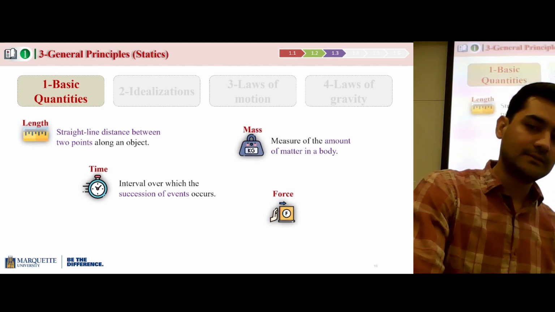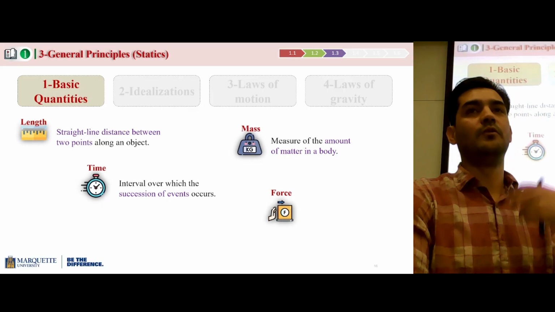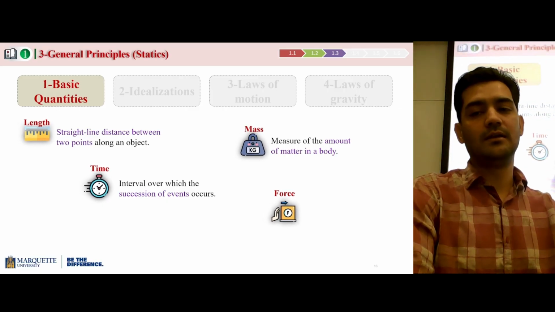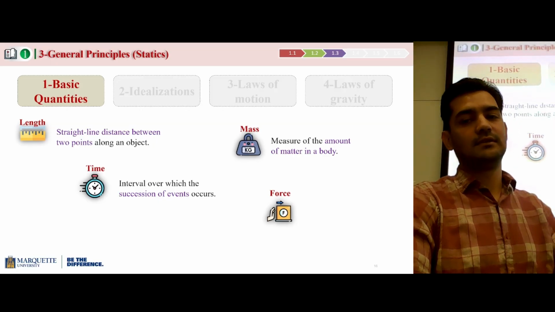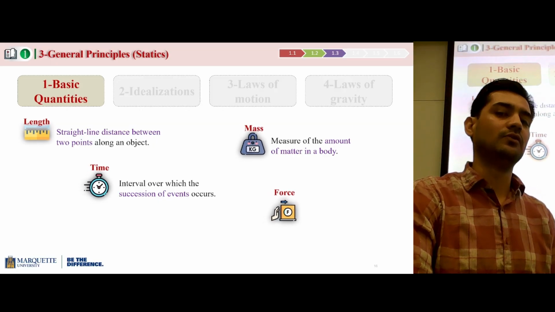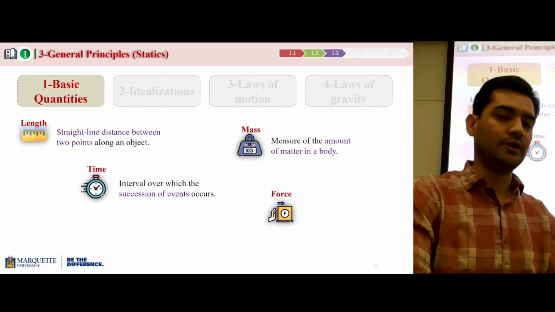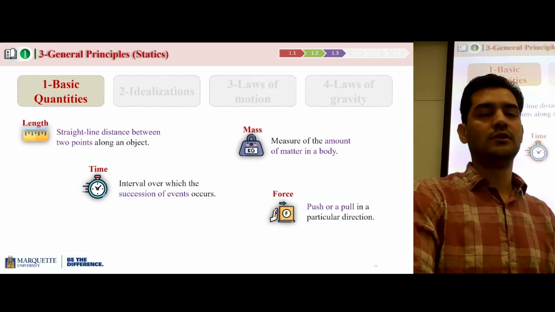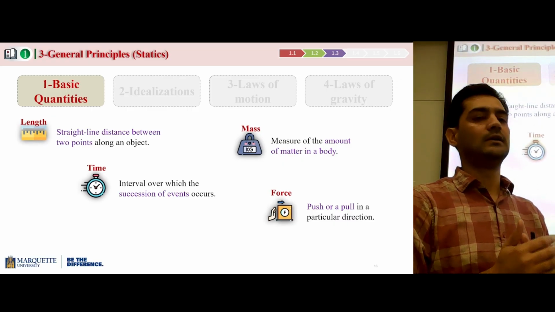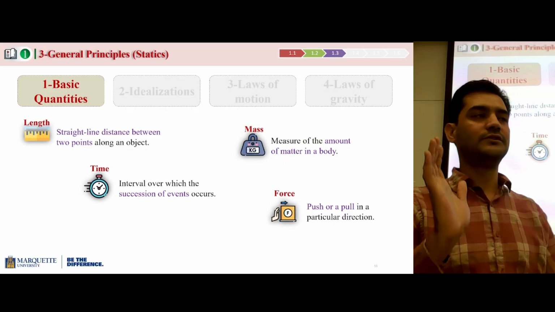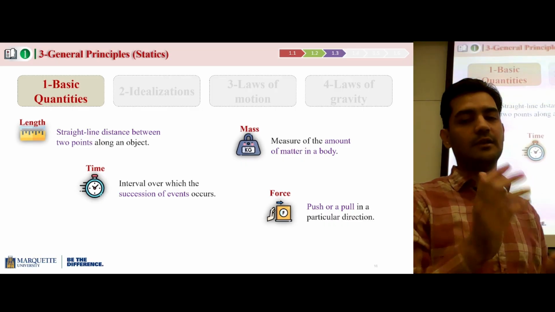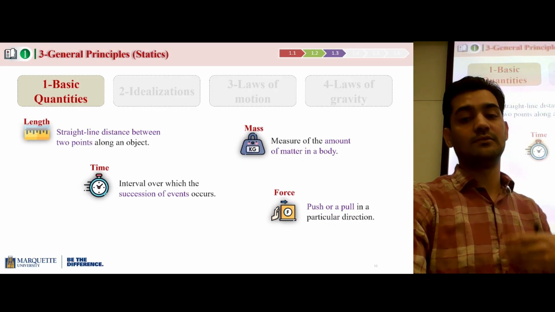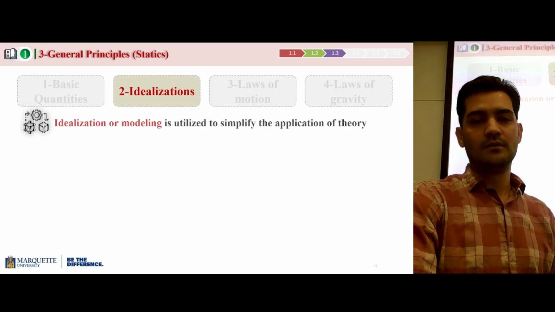And what is mass? Mass is basically a measure of a body, or the amount of matter in a body. Mass is measured in kilograms, and that kilogram is a unit, and we're going to talk about those units as well. What is a force? To simplify, force is just a pull or a push in a particular direction. That's what we call force.